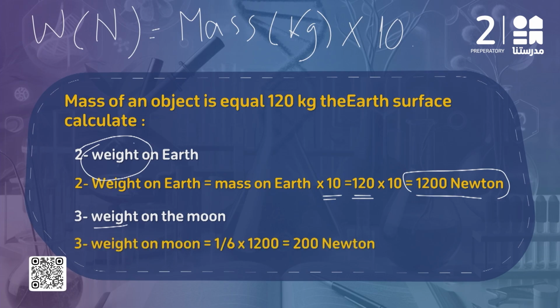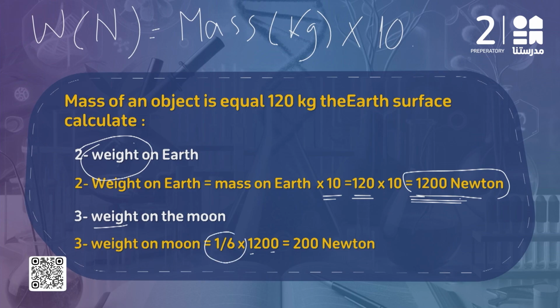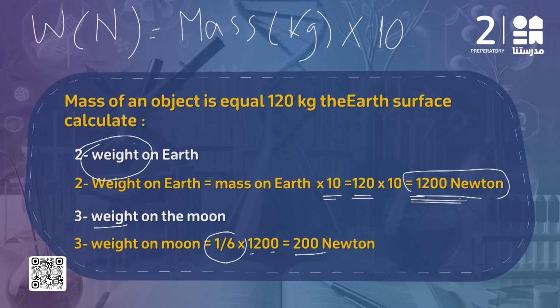يبقى أنا هعمل على طول multiply 1/6 من ال value بتاعة all ال weight on the surface of the earth. يبقى هاخد ال 1200 نيوتن اللي أنا جبتهم هنا من الكالكوليشن بتاعتي which is the weight on the surface of the earth وأعمل لها multiply 1/6. 1/6 يعني 1/6 اللي هي relation between the weight of the moon and the weight on the surface of the earth. يبقى ال value بتاعتي will be 200 نيوتن.